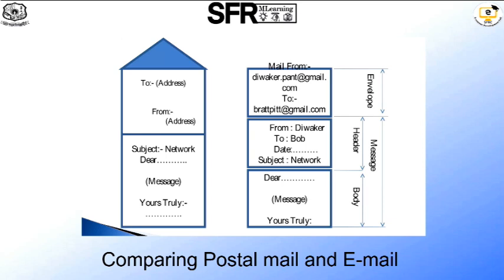Next, comparing postal mail and email. Here the diagram represents the envelope that encapsulates the messages. It contains all the information needed for transporting the messages, such as destination address, priority and security level, all of which are distinguished from the message itself. The message transport agents use the envelope for routing.